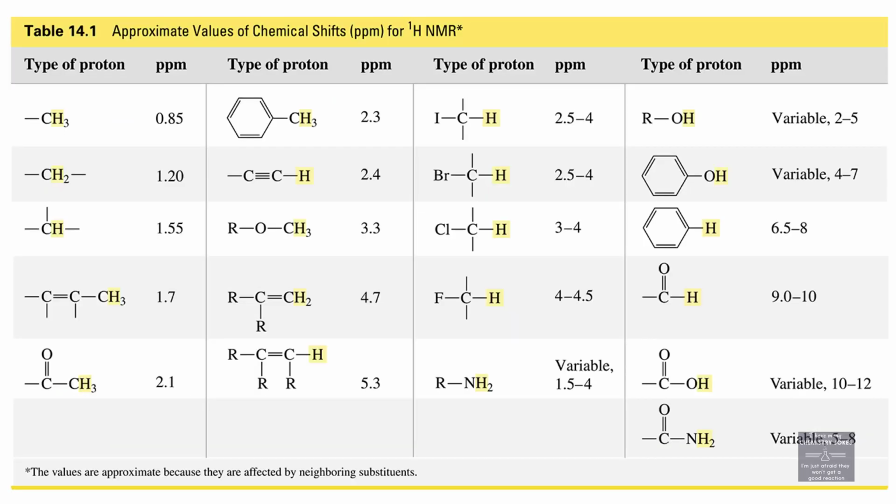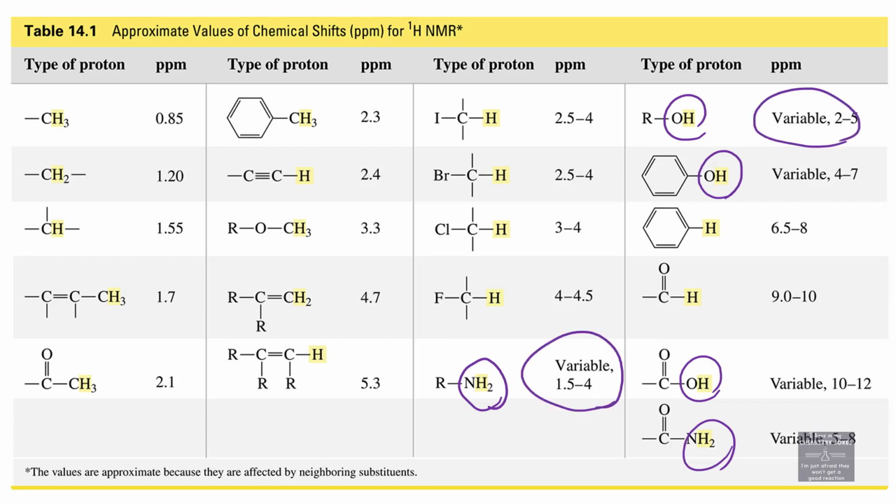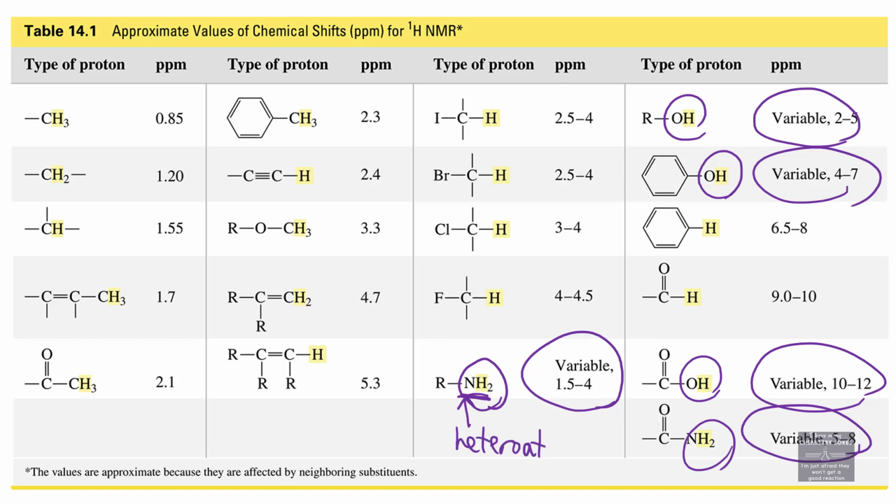Okay, here's the more detailed version. Are you memorizing these things? No. But I do actually want to point out a thing or two here. Note this. All of those things have this word in their ppm range. It says variable. What does that mean? Well, protons connected to heteroatoms. What is a heteroatom? Not carbon. Protons connected to heteroatoms are variable.